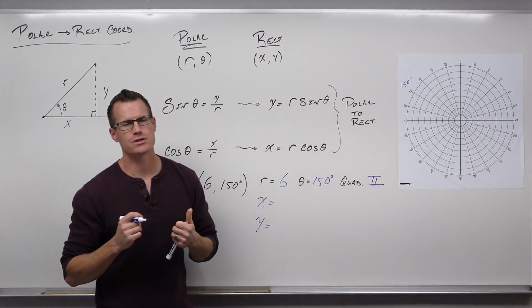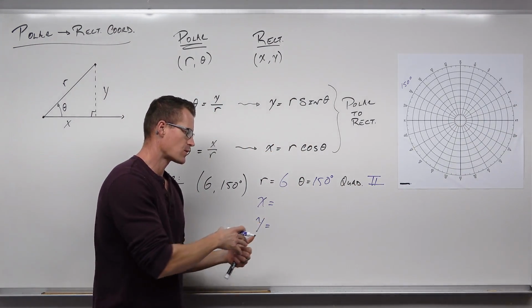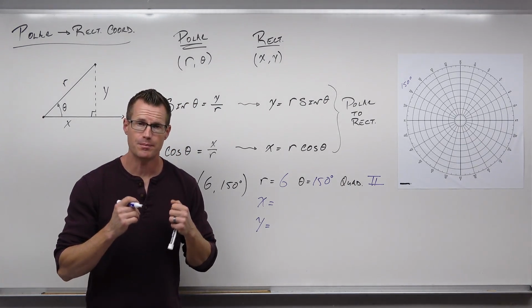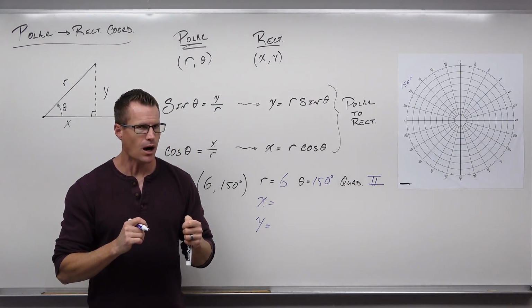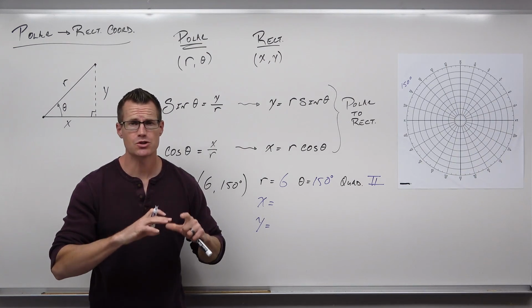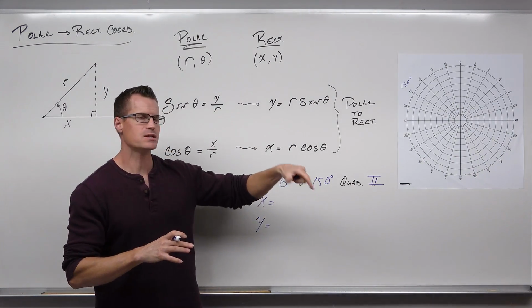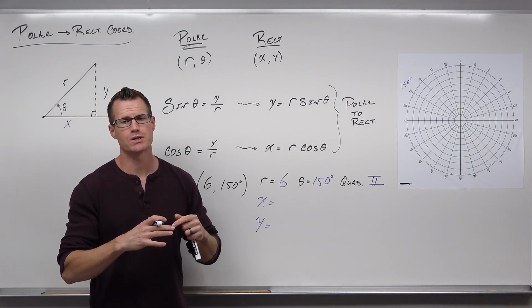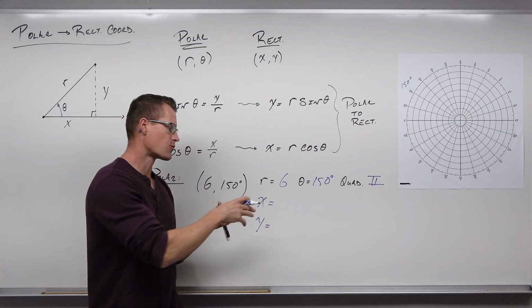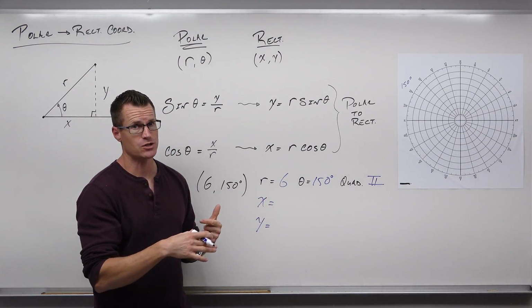Now, here's what that'll let us do. When we finally figure out our rectangular coordinates, it better end up in quadrant 2. If not, we've made a mistake. So this is simply to check your work. We know this point is in quadrant 2 if we were to superimpose this on a rectangular coordinate system. Therefore, the coordinates we get have to match that.